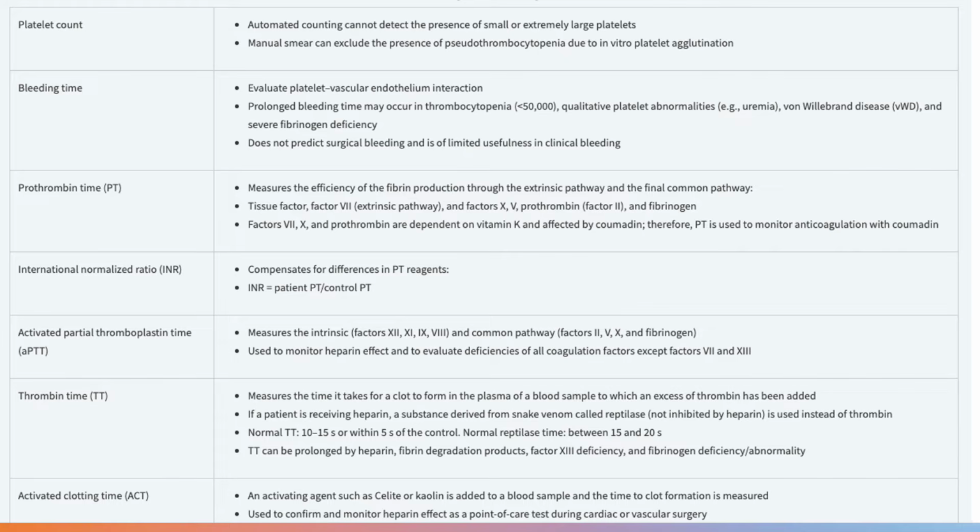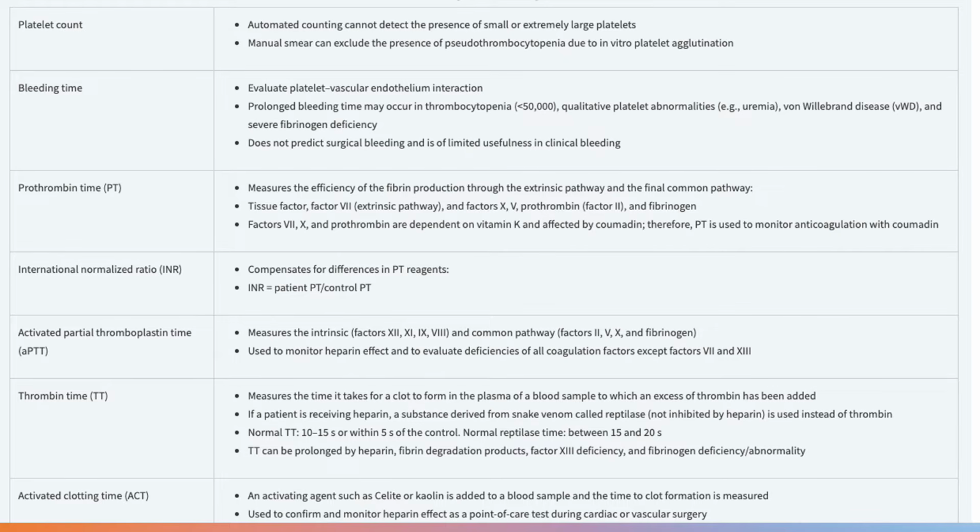Normal reptilase time is between 15 to 20 seconds also, and the thrombin time can be prolonged by heparin, fibrin degradation products, factor 13 deficiency, and fibrinogen deficiency or abnormality.